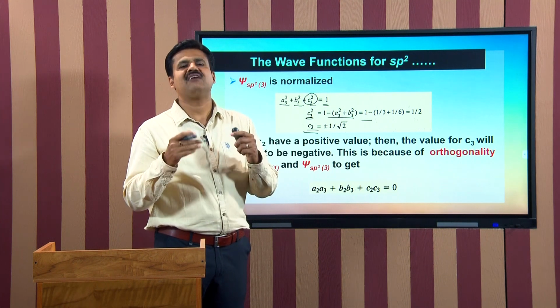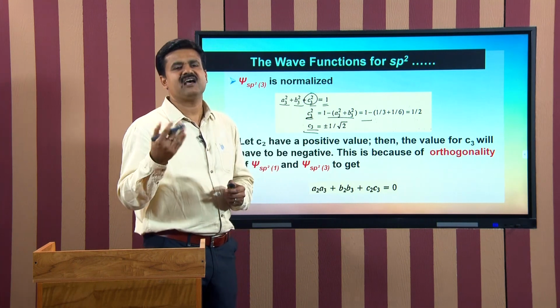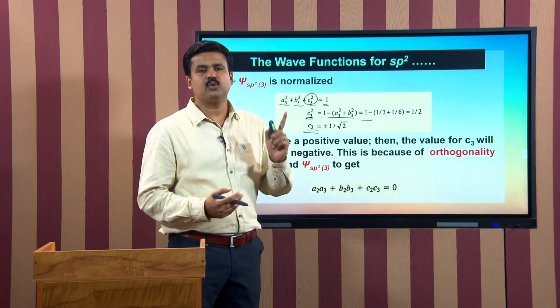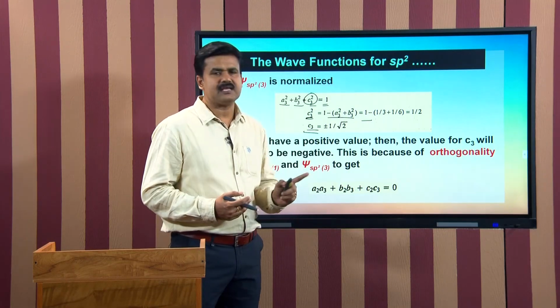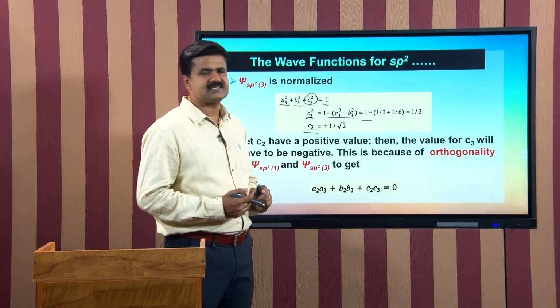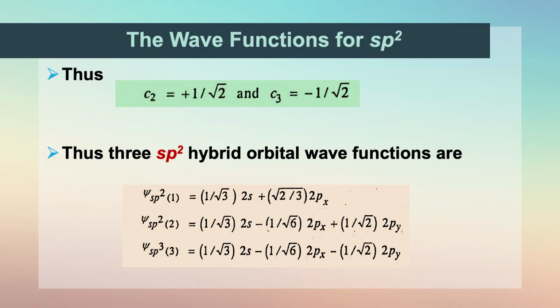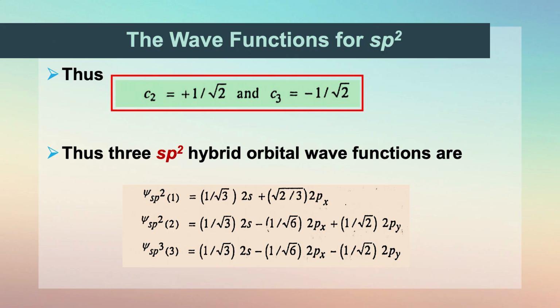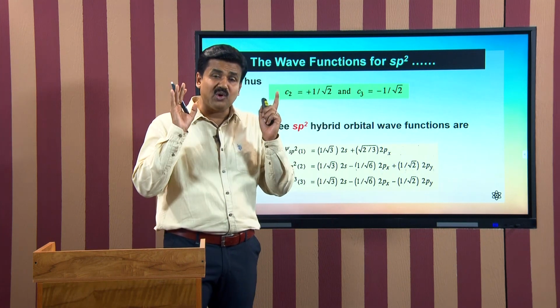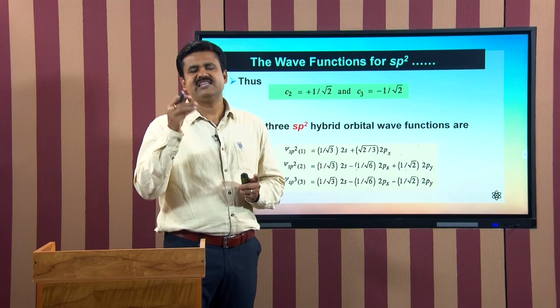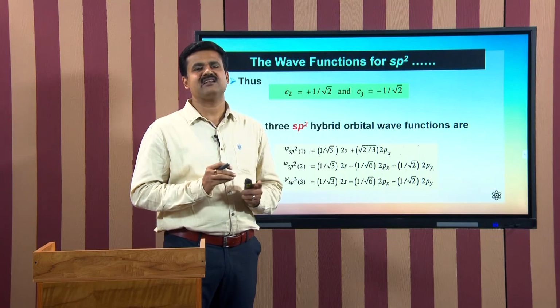Let c2 have a positive value, then the value of c3 will have to be negative. This is because of the orthogonality of psi sp2 2 and psi sp2 3, which gives a2 a3 plus b2 b3 plus c2 c3 equal to 0. Thus, we get the coefficient c2 equal to plus 1 by root 2 and c3 equal to minus 1 by root 2. So, we got all coefficients for sp2 hybridization.